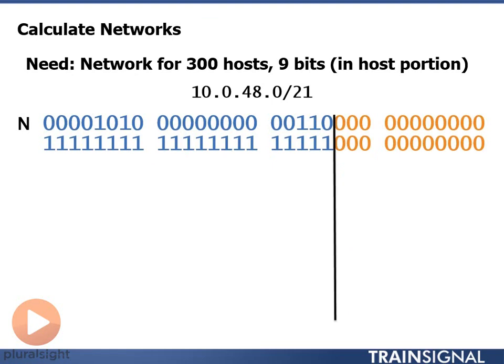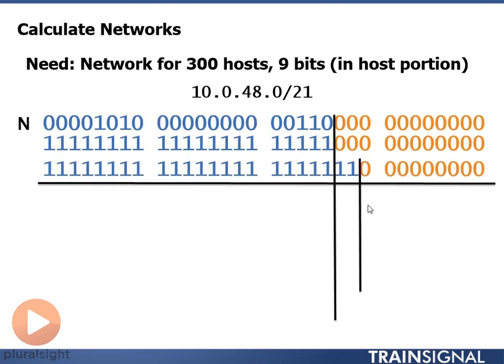Next, I'm going to calculate my new mask, except this time, instead of counting the bits in the network portion that I need to add, I'm going to start on the rightmost side and count to the left and count 9 bits. 1, 2, 3, 4, 5, 6, 7, 8, 9. Then I'm going to draw a line there between my calculated host and network portion. And then I'm going to fill in 1s in my new subnet mask, in between my given mask by my ISP and the new mask I just calculated by counting my host bits.